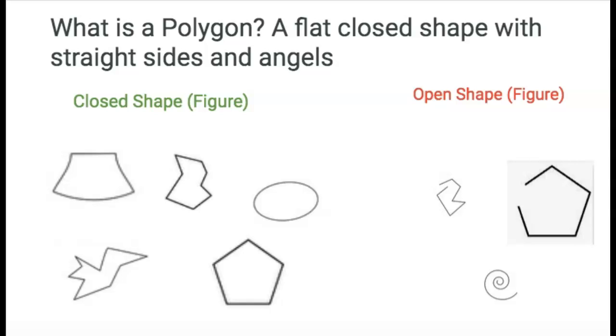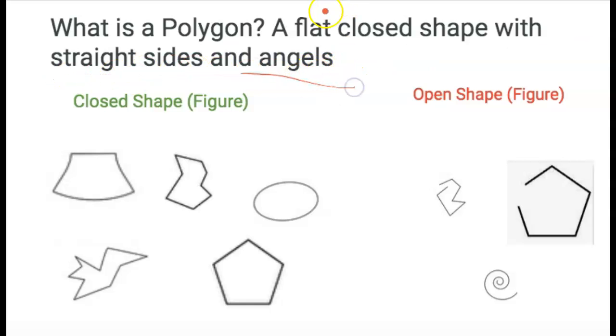Today we're going to introduce you to geometry and two-dimensional shapes, and we're going to be looking at a bunch of different definitions today as well that have to do with geometry. The first thing we're going to look at is a polygon, okay? So polygon is a name for most of the basic shapes that we're going to look at, okay? A polygon is a flat, closed shape with straight sides and angles.